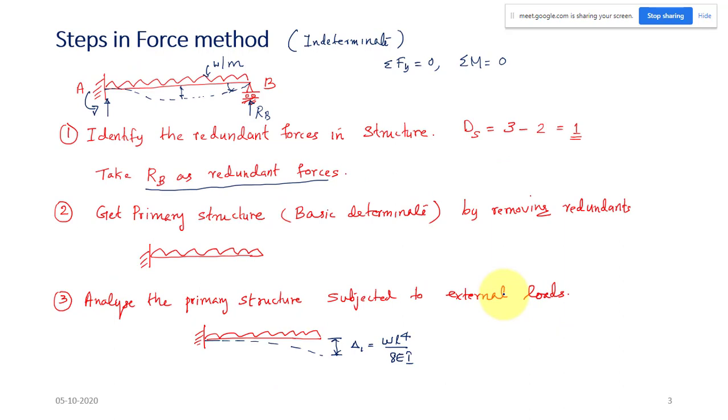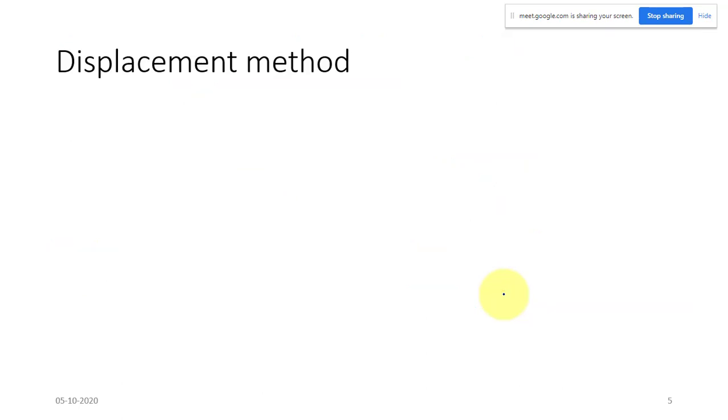Okay, so this you have to keep in mind, so that you can go for the displacement method. So if you go for the displacement method, I will take a beam. Now we'll see how we solve the problem in the displacement method. Okay, so we have just a continuous beam.